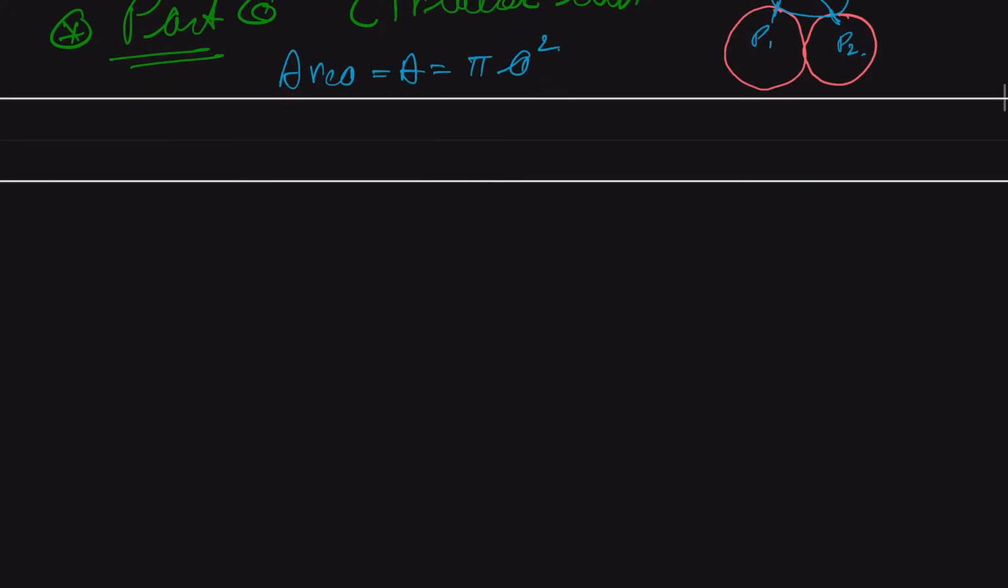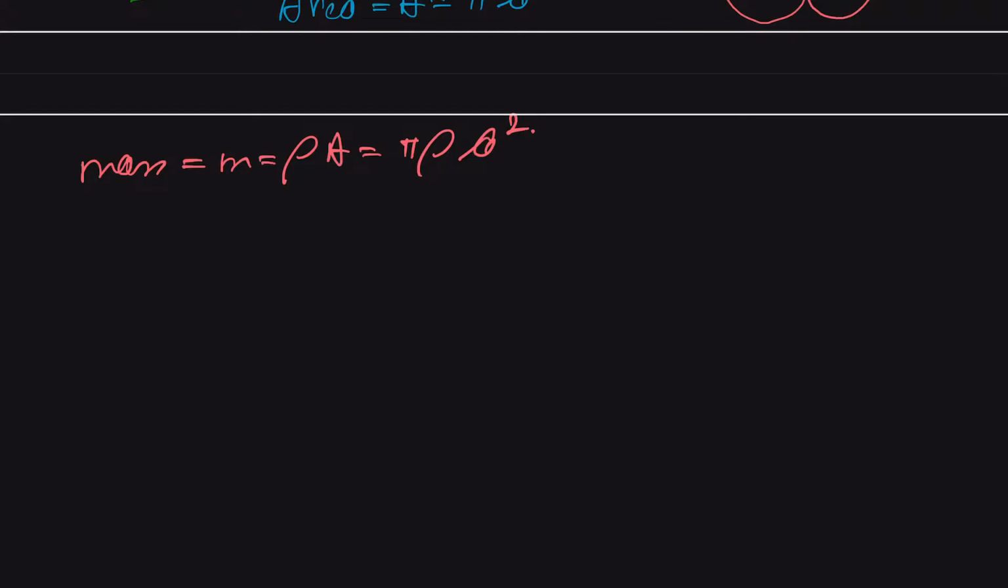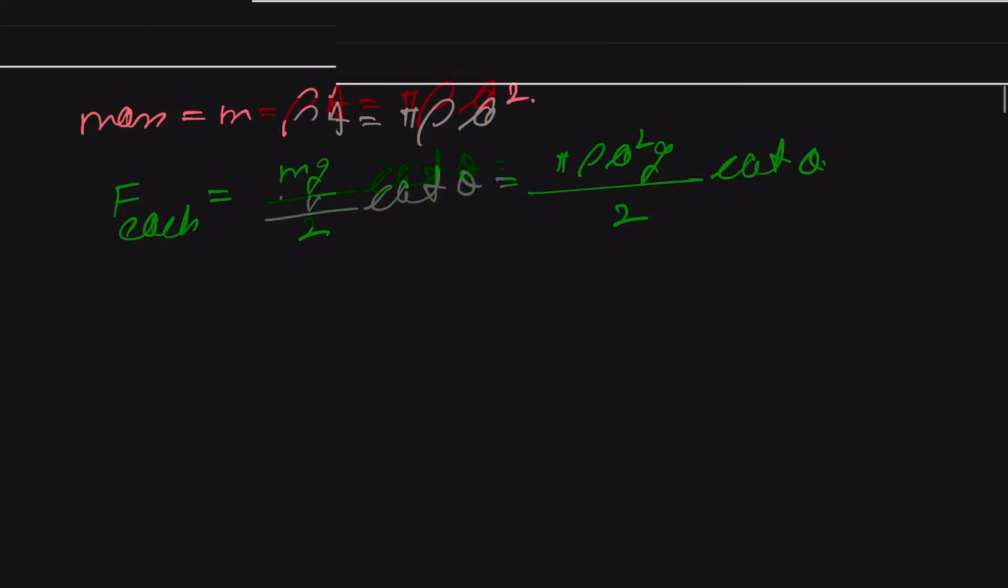Now from here we can easily calculate its mass. So we can say its mass, that is M, is rho times A. It comes as pi rho A square. Okay. And now we come to the force F each. So the compressive force of one side, F each, its general formula we have already derived, that is mg by 2, and we have cot of theta. Now we substitute the value of m. So this gives us pi rho A square g upon 2 and cot of theta.